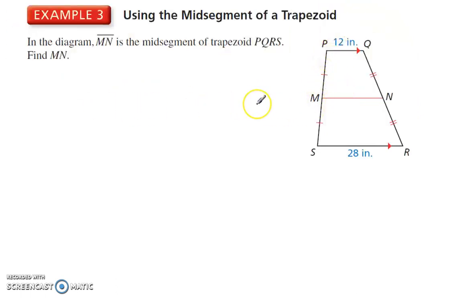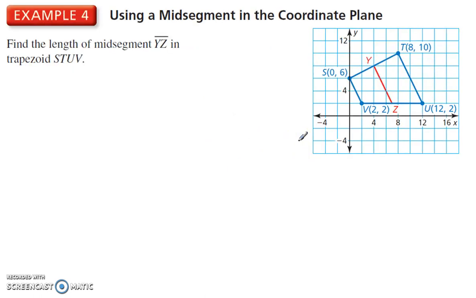Alright, so we want to find that. So we want to find MN, and we know that it's the midsegment, so we take 12 plus 28, and we're going to divide that by 2, which is 40 divided by 2, so that is 20. Boom. That was easy.